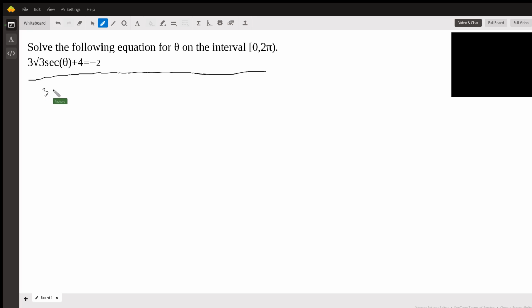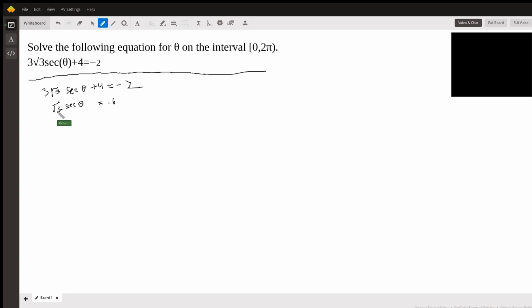3 times the square root of 3 times the secant of theta plus 4 equals -2. So we're going to start by isolating the secant. I'll start by subtracting the 4. So this is going to give me square root of 3 secant theta is equal to -6.